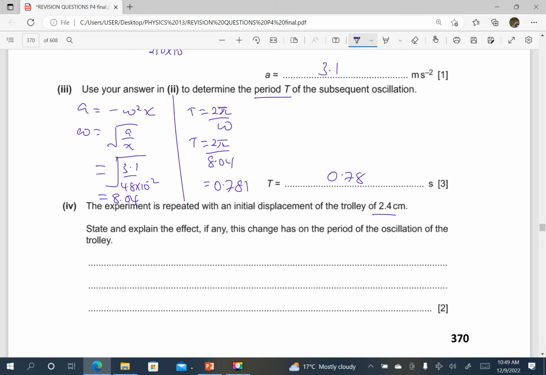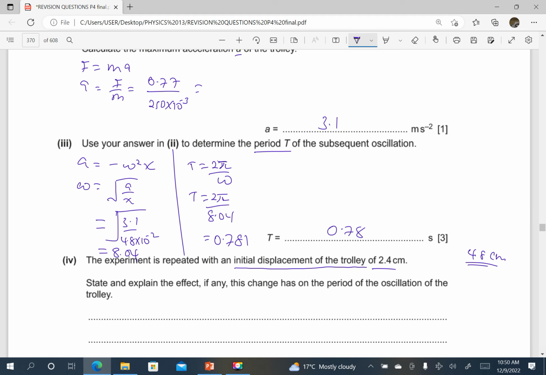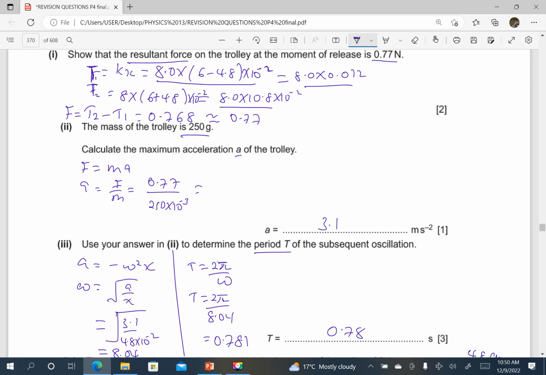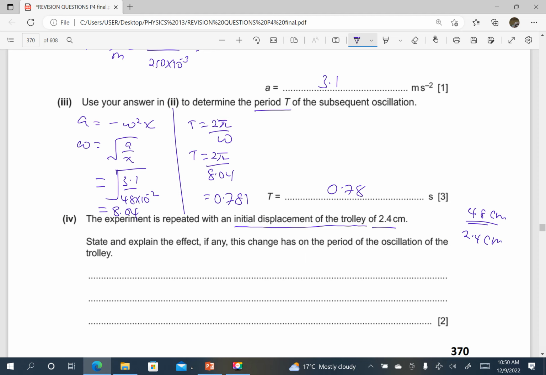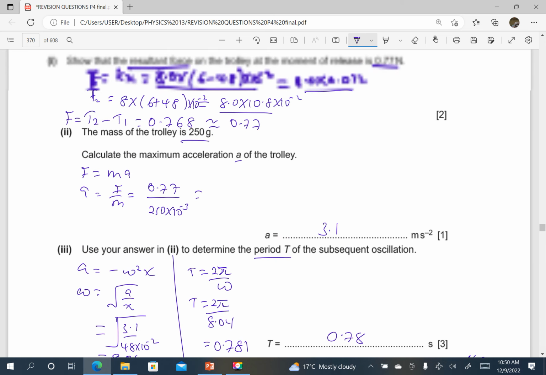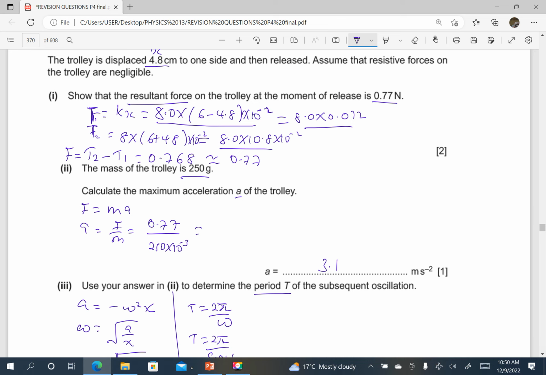State and explain the effect, if any, this change has on the period of the oscillation of the trolley. The experiment is repeated with an initial displacement of 2.4. I want you to note that we had a displacement of 4.8 centimeters. And for displacement of 4.8 centimeters, we had a force of 0.77 newtons. So how about if we now have 2.4 centimeters? Note that 2.4 is half of 4.8. State and explain the effect, if any, this change has on the period of the oscillation. Going back upwards, when the displacement was 4.8 centimeters, the force was actually 0.77.